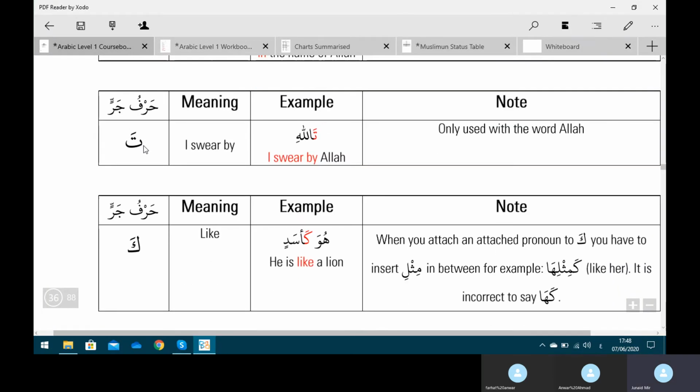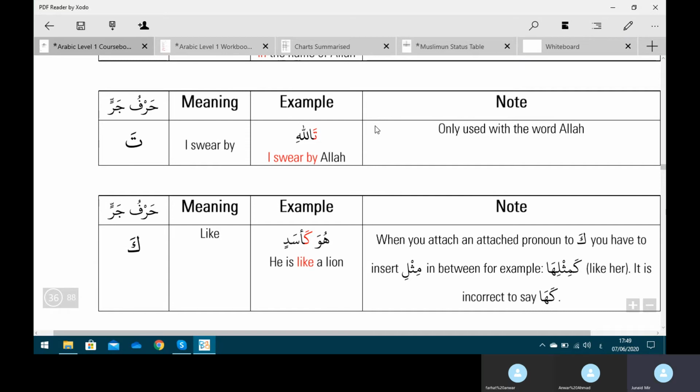Harf jar number two is ta. Ta means it's a qasam. It's used to swear by something. In Arabic you normally hear wallahi with a wa, but the ta is also used to make a qasam, like wa is. Like in the Quran it says wal asri, I swear by time.